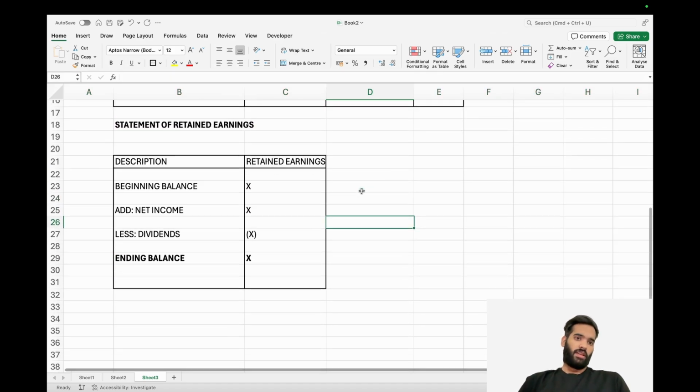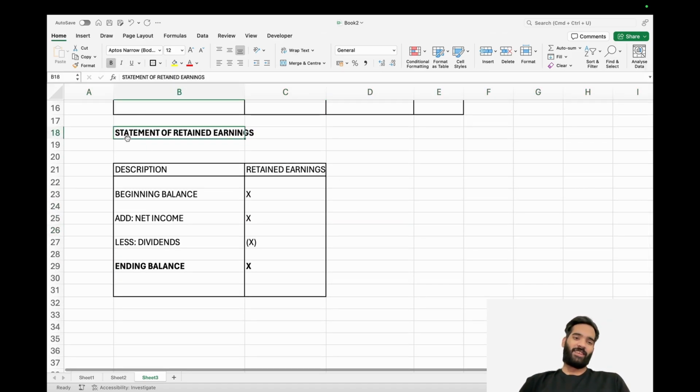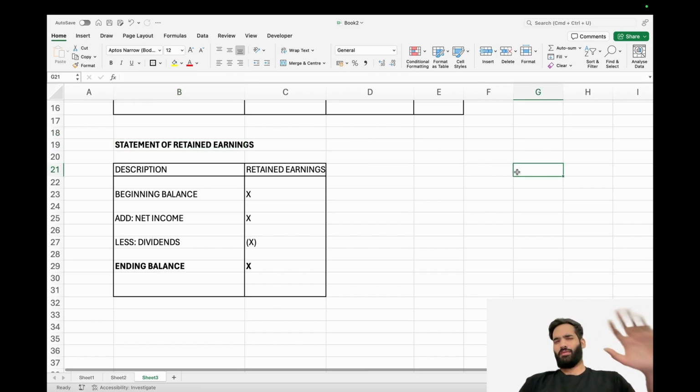There we go. So this is called statement of retained earnings, just in case you're wondering, like, I have not learned the statement of changes in equity. I've just learned statement of retained earnings. That's it. You literally just solve the part of retained earnings from the statement of changes in equity to get a statement of retained earnings. Yeah, I hope that is clear. And of course, I'll see you in the next video.